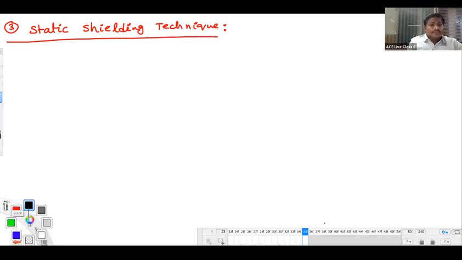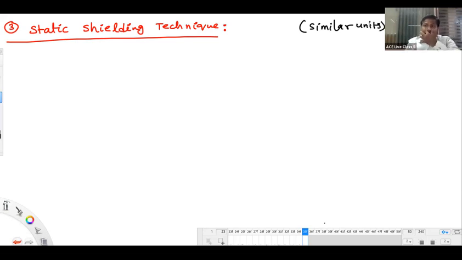See, static shielding technique. I'm going back to the original string with similar identical units. So similar units, or identical units, we have to use.